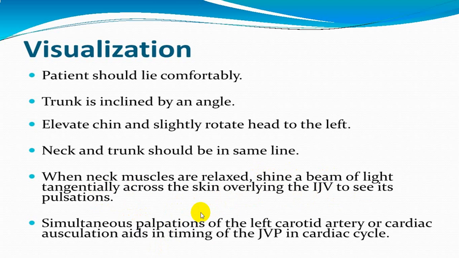Simultaneously, you put your finger on a carotid artery, or you can do a cardiac auscultation, or you can put the finger on the radial pulse and compare the wave which you can see in the jugular venous pulse and correlate with the cardiac cycle. The wave which comes with ventricular systole is a V wave, while the wave which is just before the ventricular systole is an A wave. A wave is more prominent as compared to V wave.